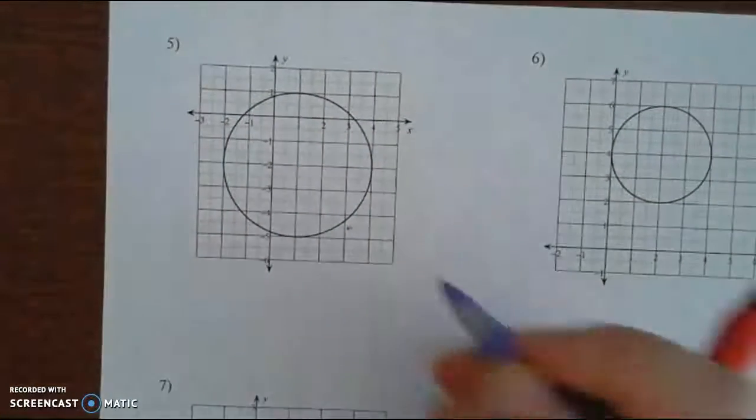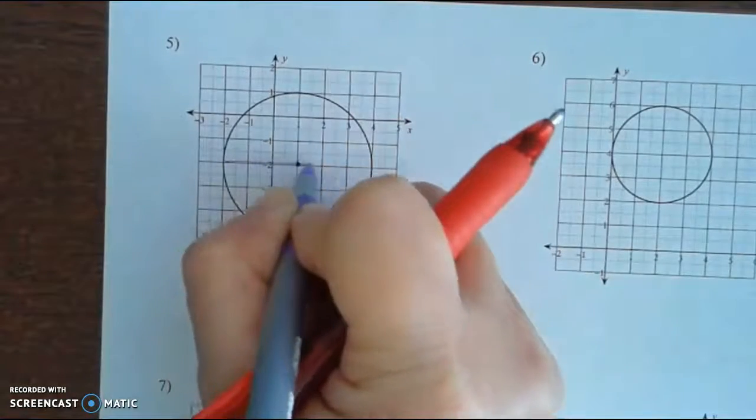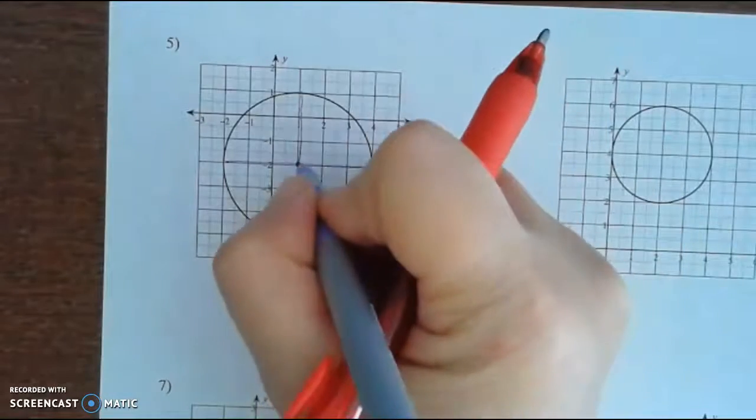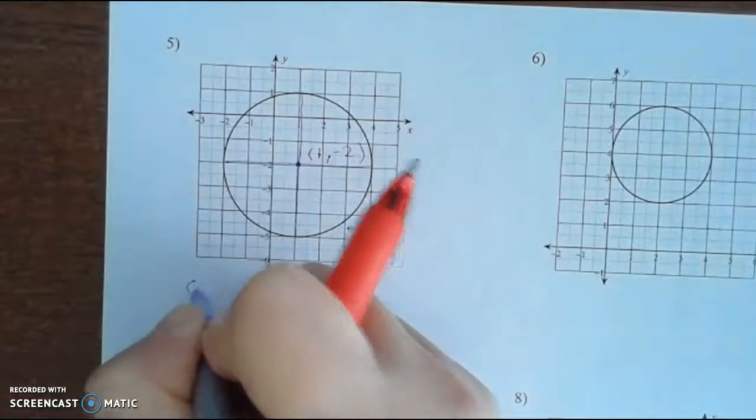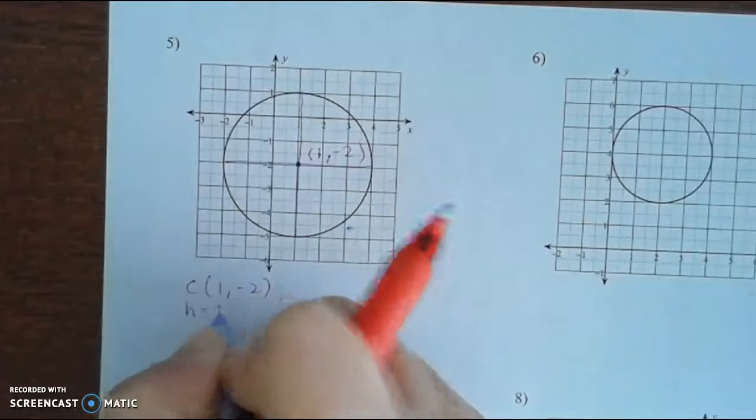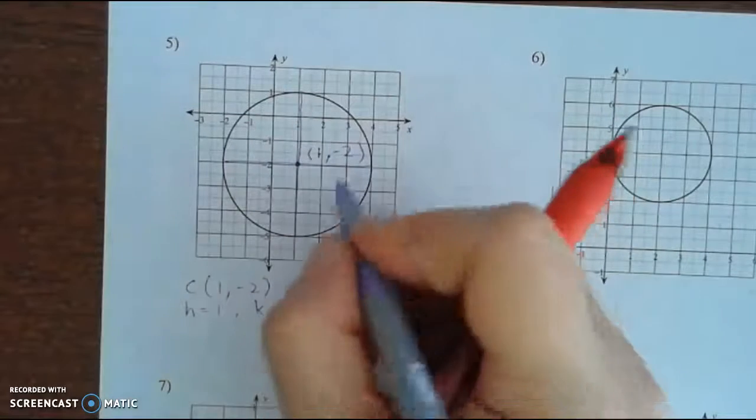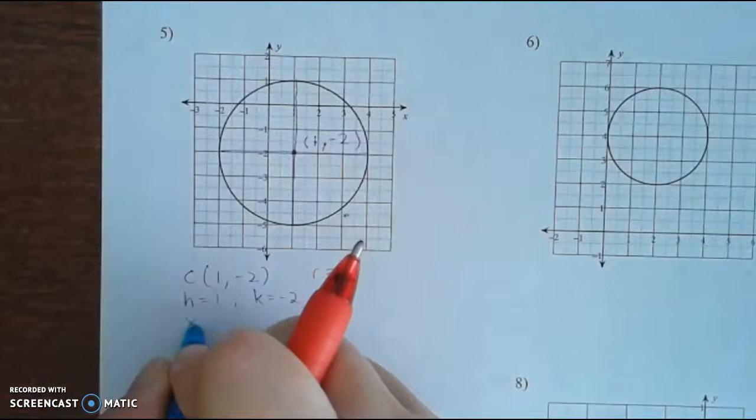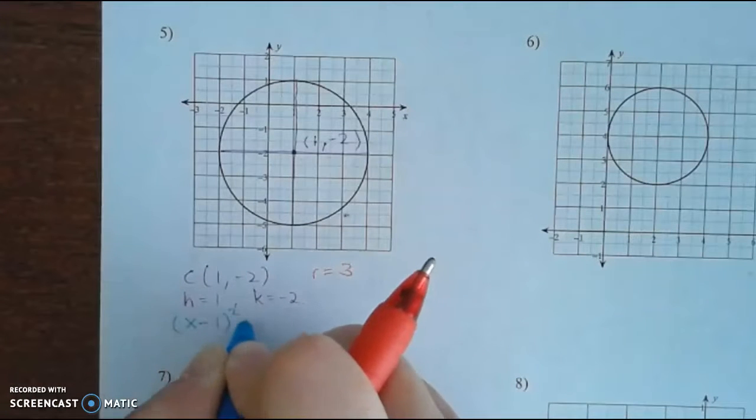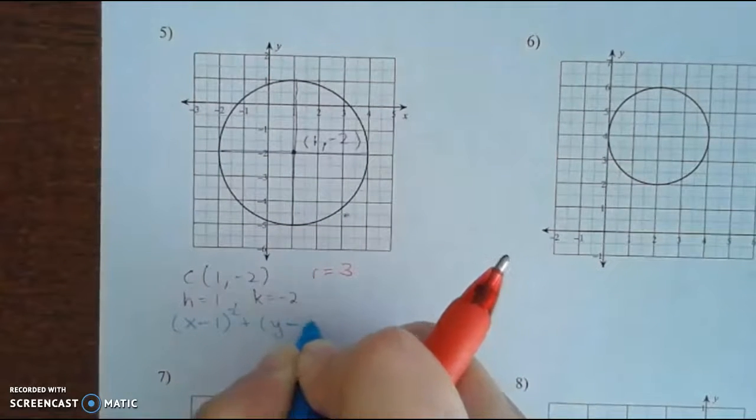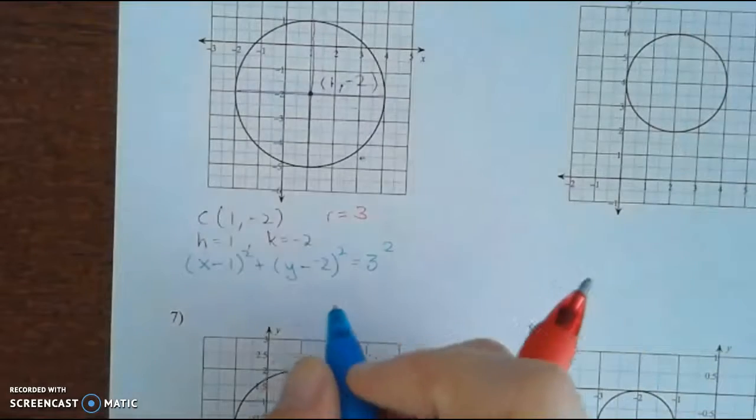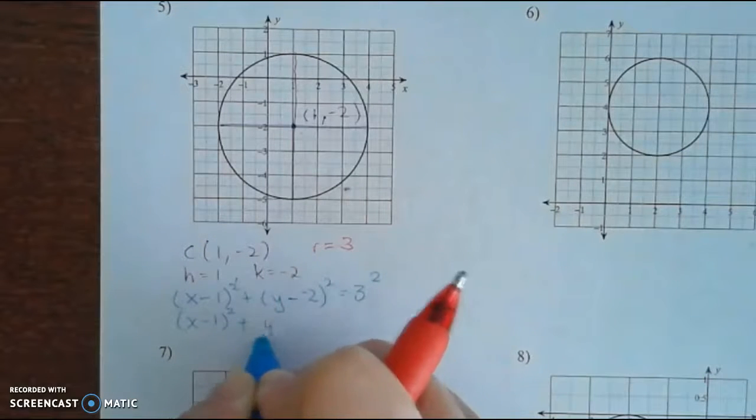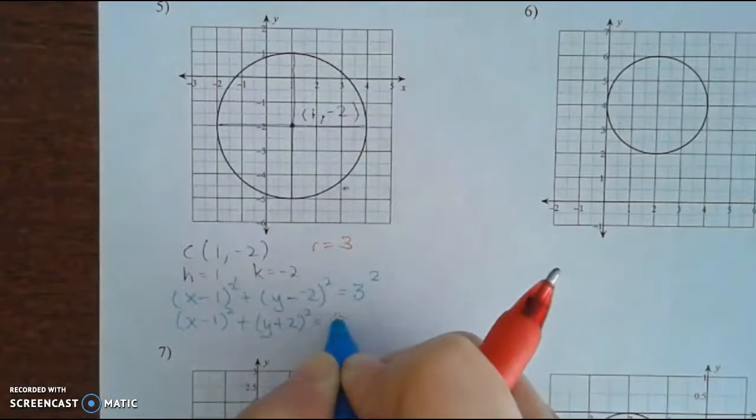Alright, next slide. Identify the center. Center is right here because that's the widest point and the tallest point. So the center in this case is (1, -2). That means h is 1, k is -2. What about the radius? Radius is 1, 2, 3. Radius is 3. So that leaves us with x minus 1, all squared, plus y minus -2, all squared, is equal to 3 squared. Rewriting this in simplified form: x minus 1 all squared plus y plus 2 all squared is equal to 3 squared, which is 9. So that's my equation.